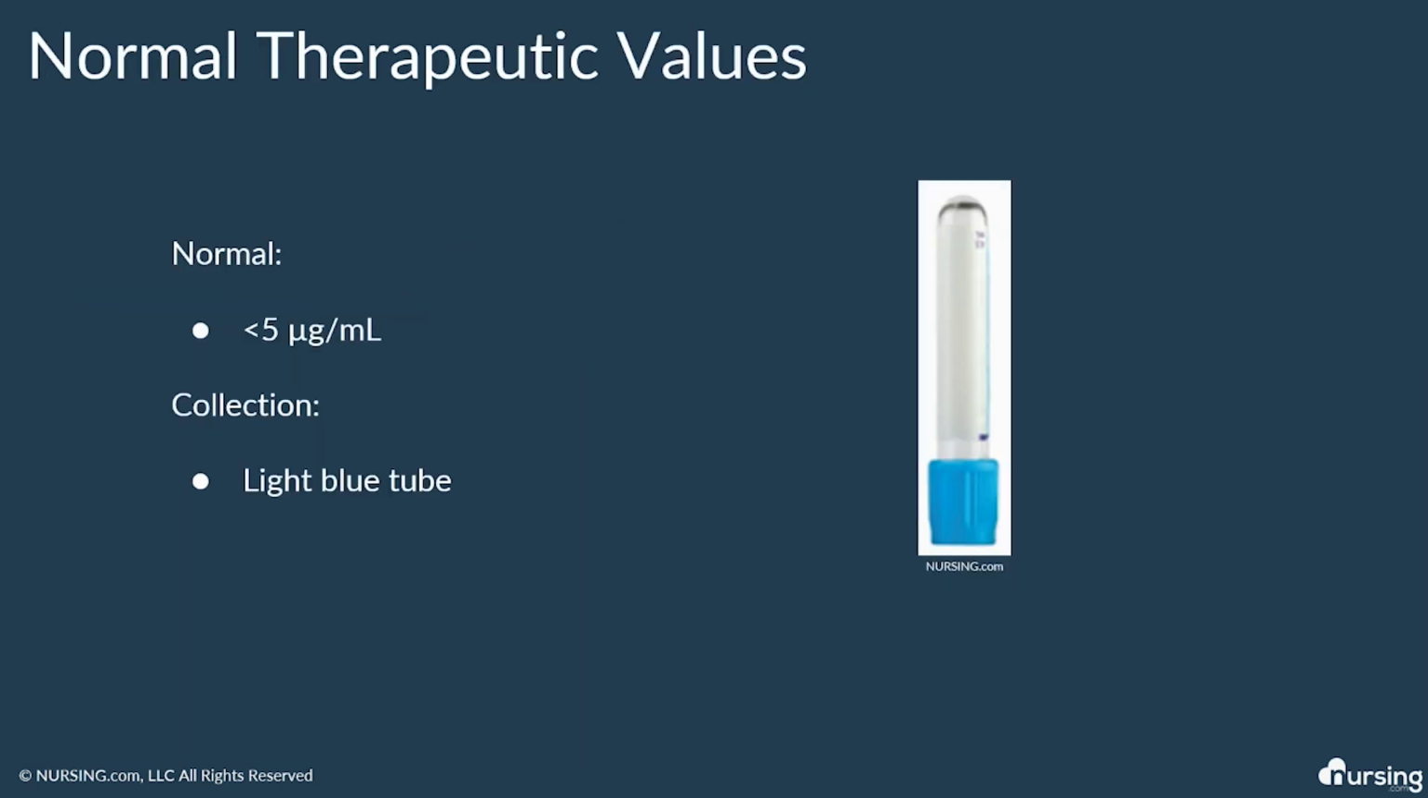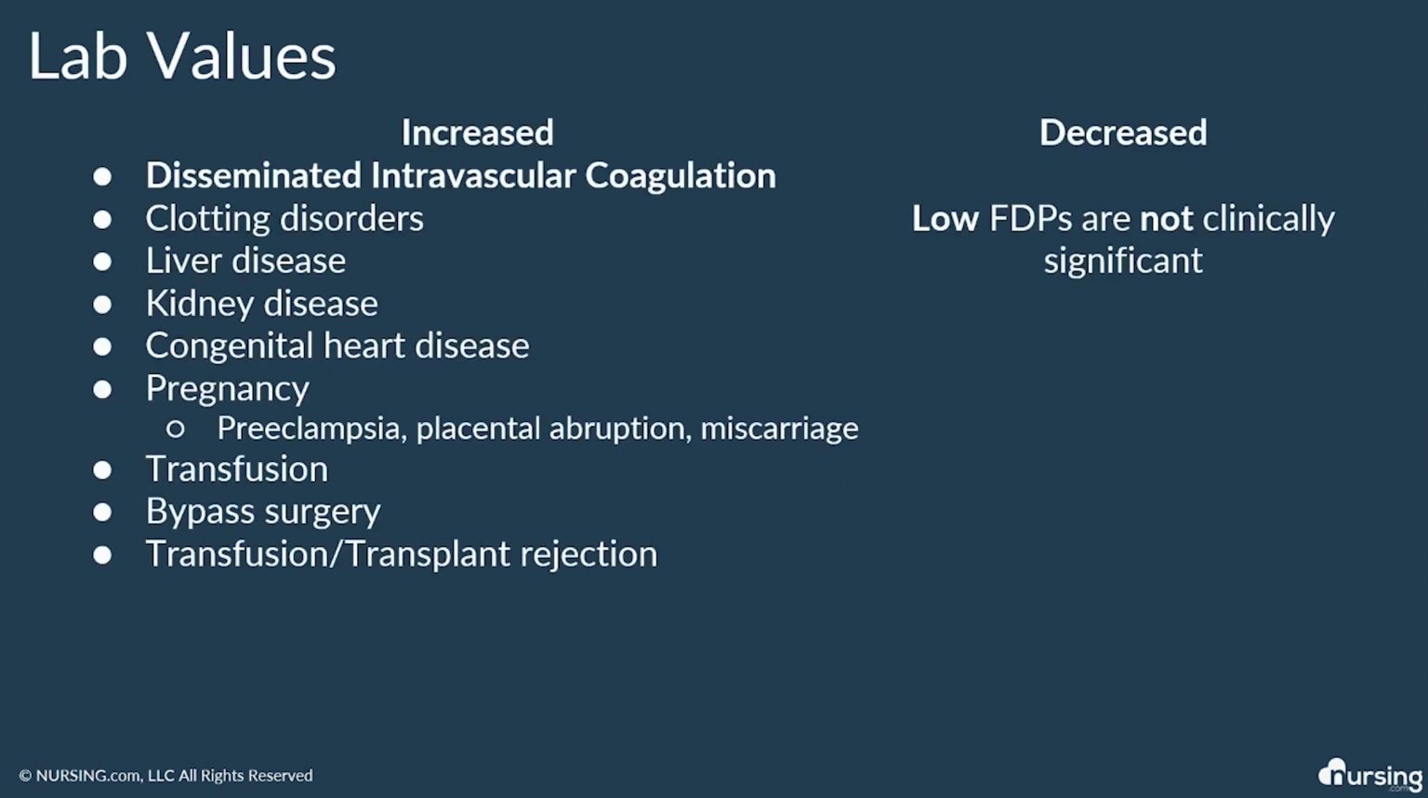Some normal therapeutic values are less than 5 micrograms per milliliter. And collection happens in a light blue tube because we're looking at coags. The lab value will be increased for these fibrin degradation products in the case of disseminated intravascular coagulation, DIC. It's also going to be increased if there's clotting disorders, meaning that there are so many clots that there's so much more of those products as a product of fibrinolysis.